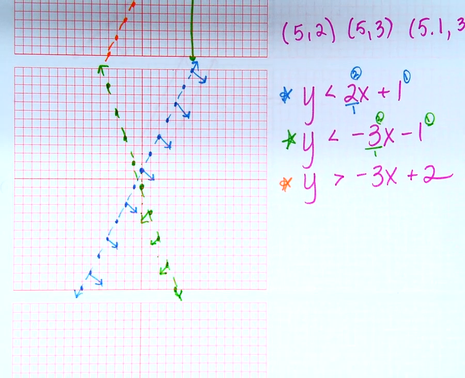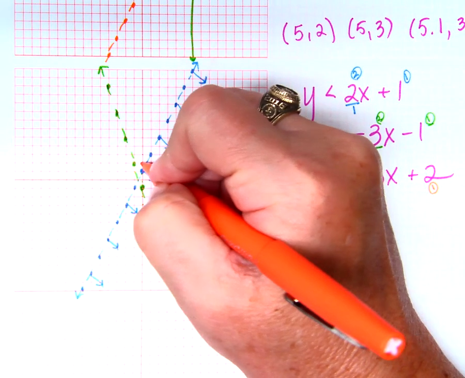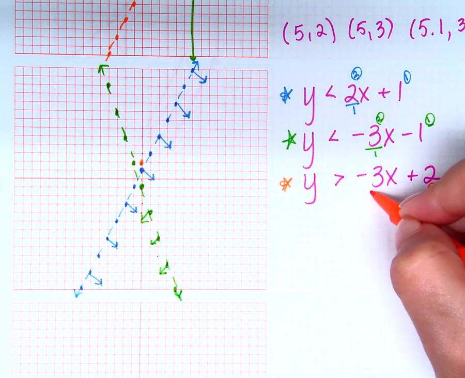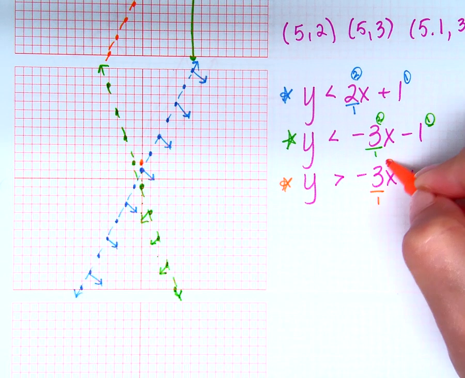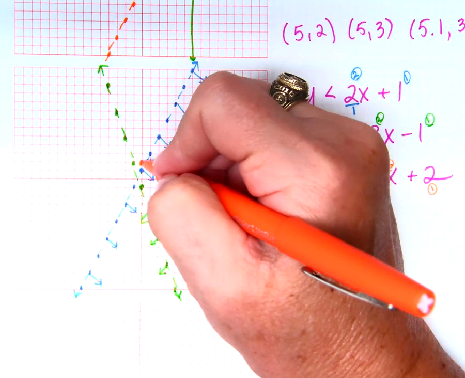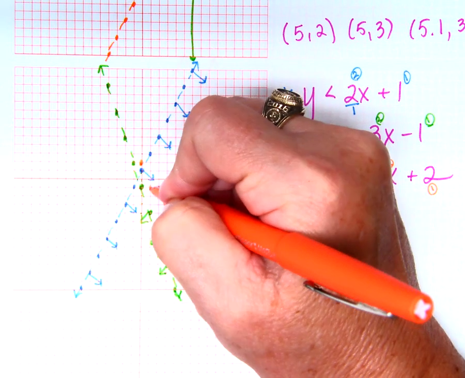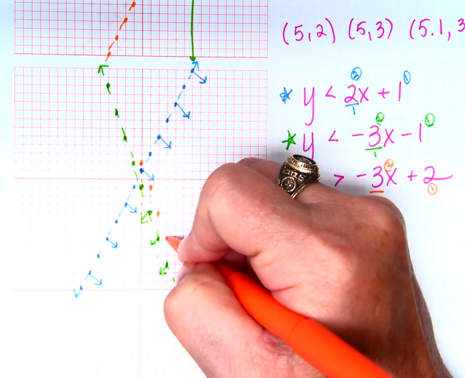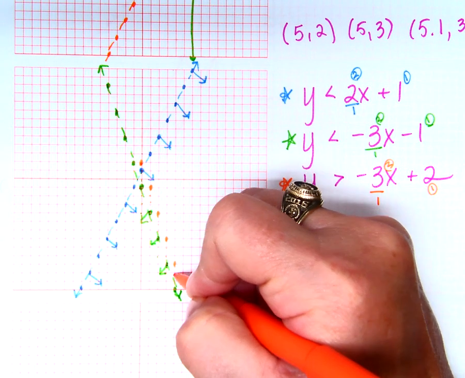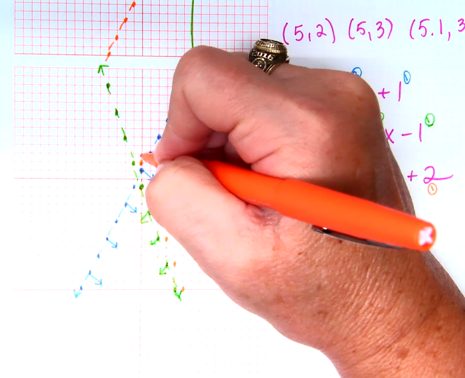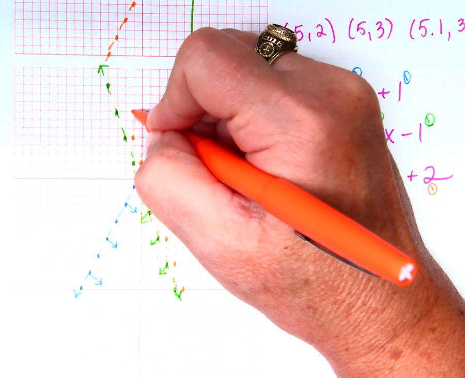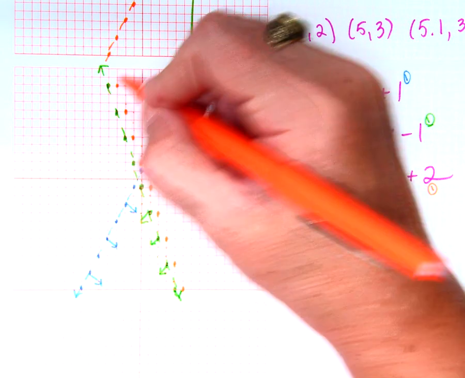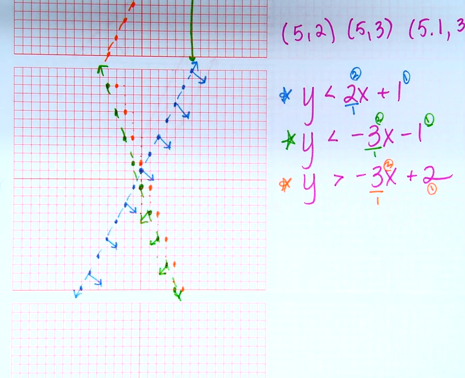Last inequality, how do I graph this? So up 2, and then my slope is negative 3 over 1, so down 3, right 1. Or up 3, left 1. No solution. What kind of a line is this? Dotted.